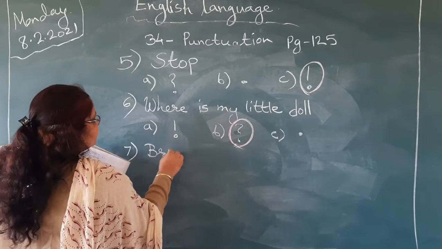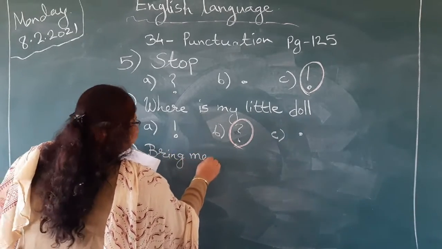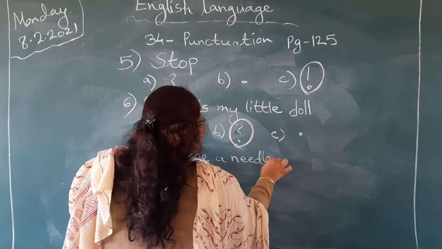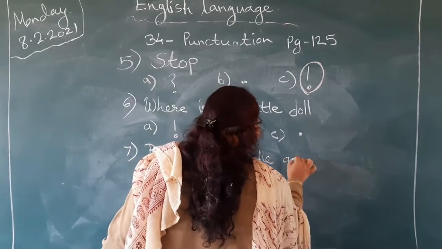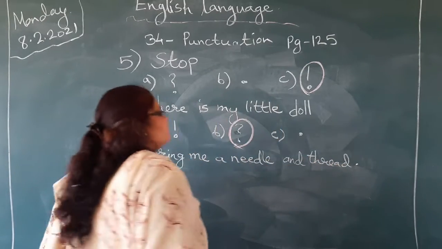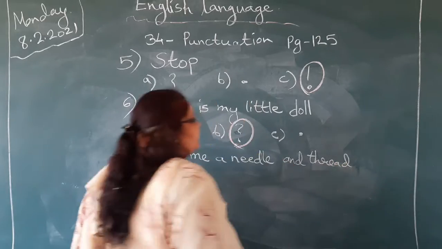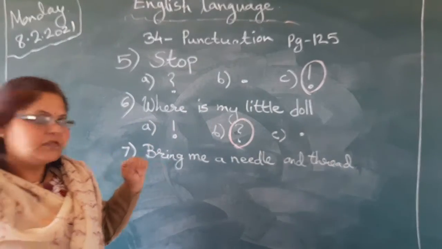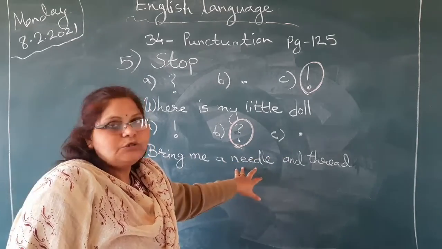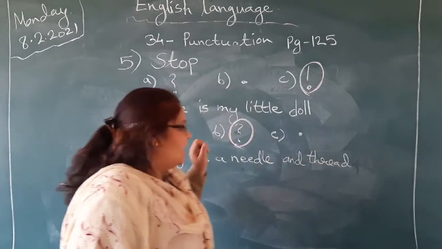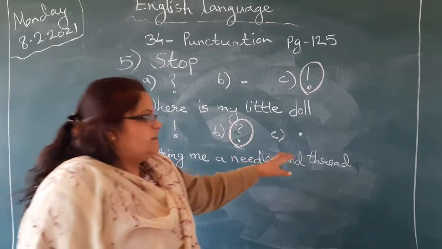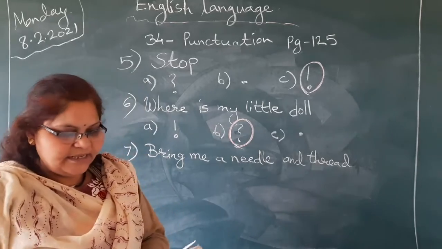Bring me a needle and thread. Bring me a needle and thread. This is a sentence. What is needle and thread? I am going to tell you in Hindi. So needle is sui, thread is dhaga. So what is the meaning? Bring me needle and thread, which is धागा और सुई लेके आना.